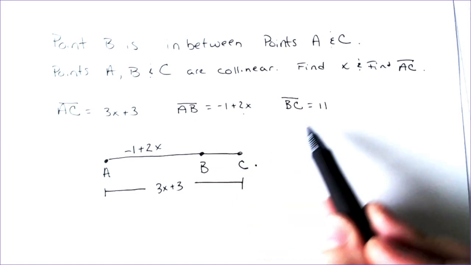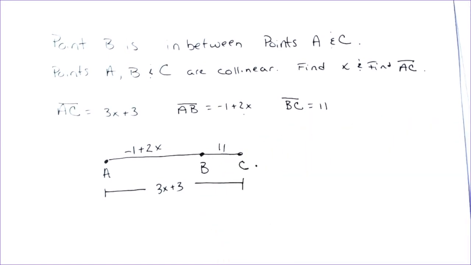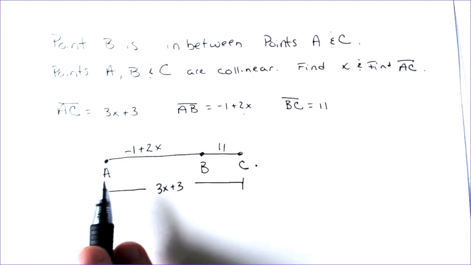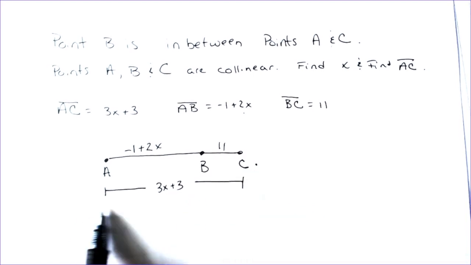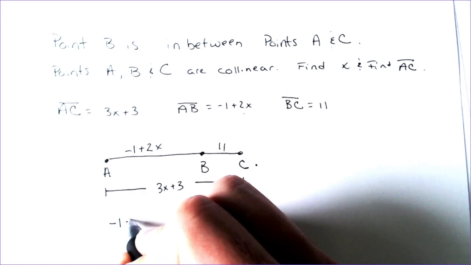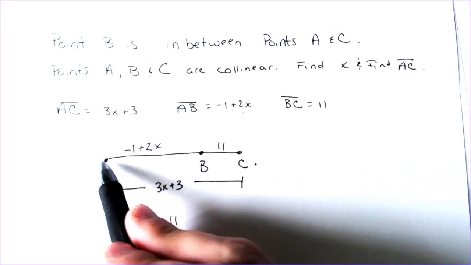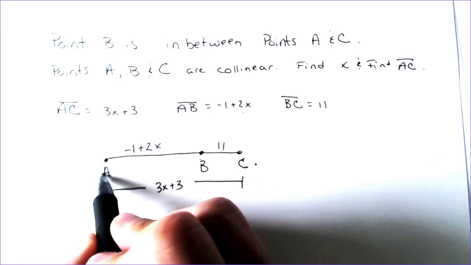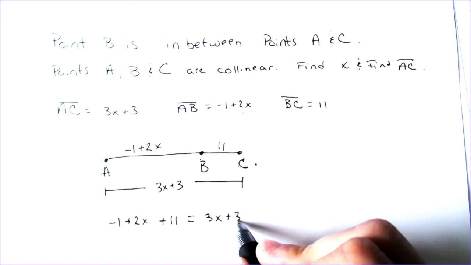And from B to C, BC is 11. We can put in the 11 there. Now it's just like the other problems because we have our picture drawn out. If we add the two smaller sections of this line segment, it would equal the whole thing from A to C. So if I were to add the negative 1 plus 2x and the 11, if I put these two parts together, it would have to equal the whole thing, the entire total, which is 3x plus 3.